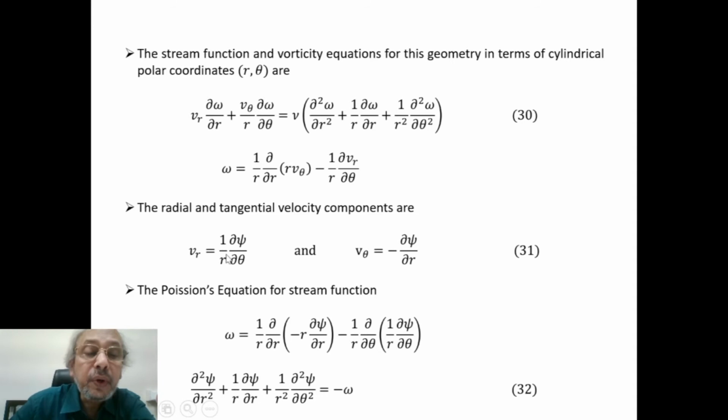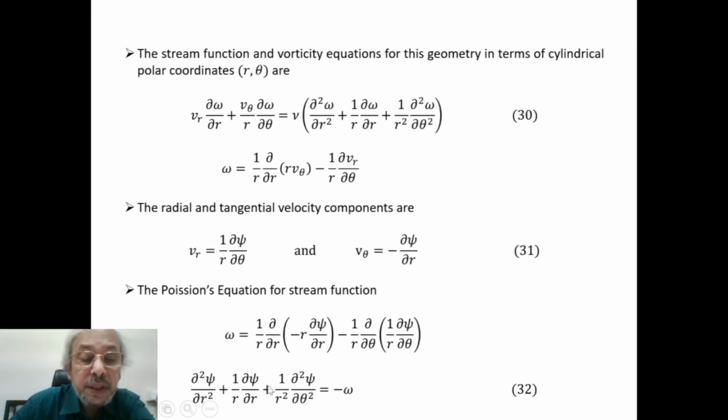So from the definition of stream function, the r direction velocity is 1 by r ∂psi/∂theta, and the tangential velocity V_theta is minus ∂psi/∂r. Now minus ∂psi/∂r and 1 by r ∂psi/∂theta are basically the tangential and radial components of velocity. If we substitute here in the expression for omega, we finally get the governing equation for psi. That is basically Poisson's equation in psi.